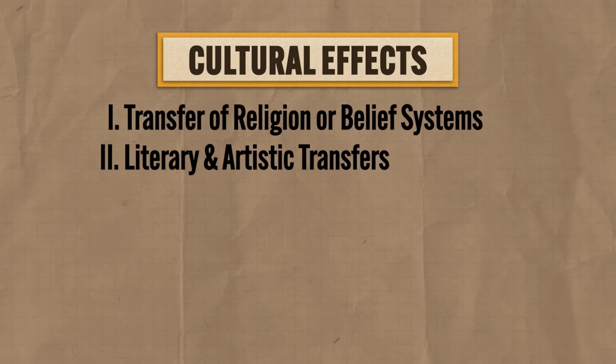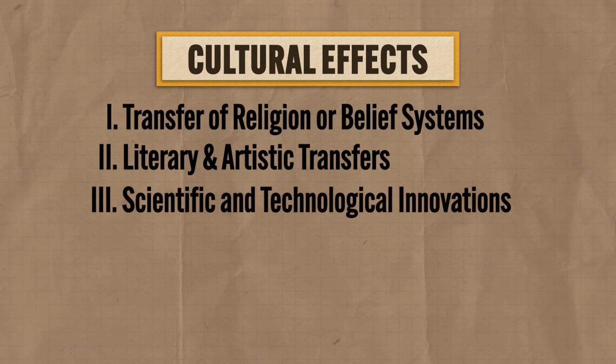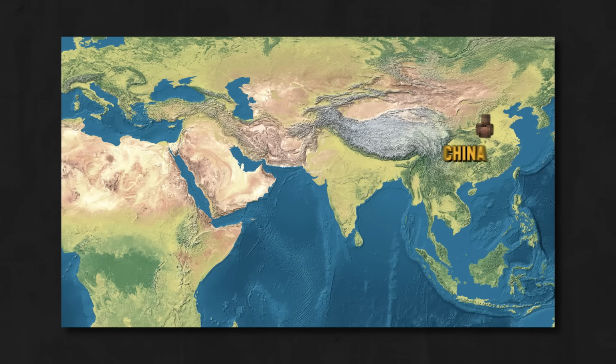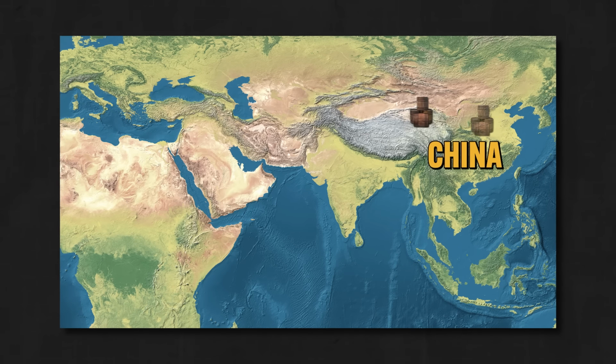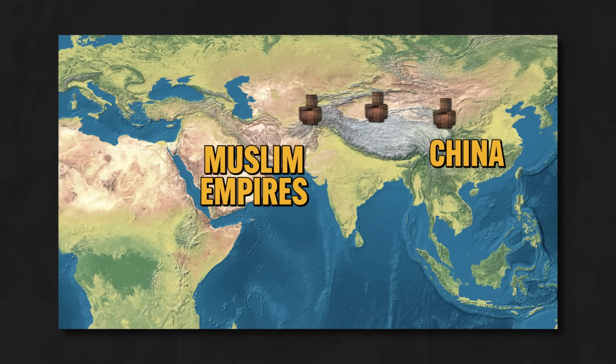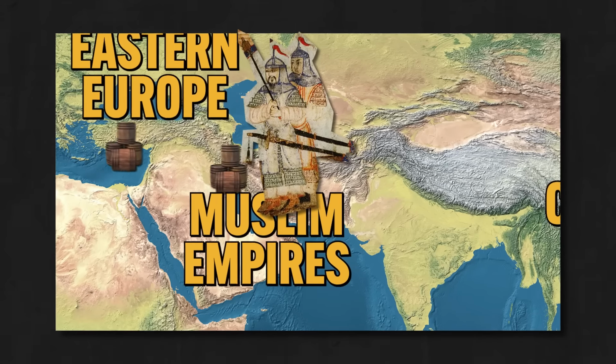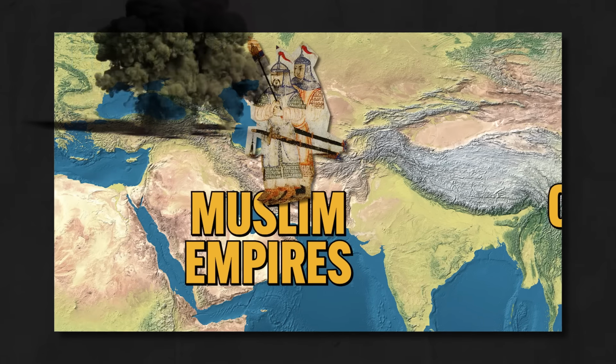And then third under this heading was the transfer of scientific and technological innovations. And arguably the most significant of these transfers was gunpowder. Now this stuff was invented in China, but through networks of exchange it spread to Muslim empires, and then later Eastern European states encountered this explosive powder when the Mongols came knocking on their door trying to take over all their stuff. And once they figured out how to use this stuff to blow other people up, the harnessing of gunpowder would fundamentally alter the balance of power across the world.